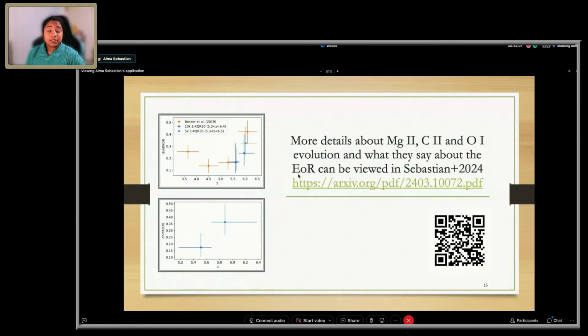We not only studied Mg2, but also looked at the evolution of carbon-2 and oxygen-1 and tried to understand what their evolution says about the reionization processes. If you're interested to know more details about this, please feel free to read my recently accepted paper on arXiv, or feel free to message me or ask questions.